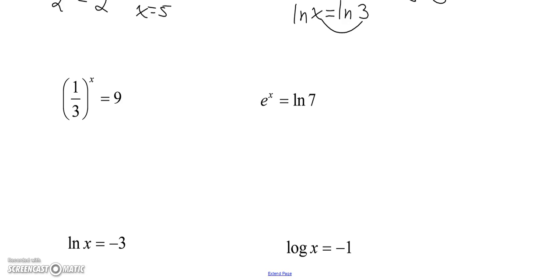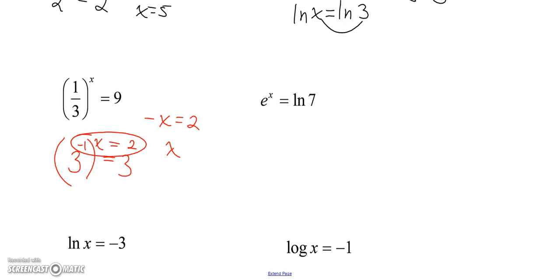A little trickery in this third one. I'm noticing that both of those numbers have relations to base 3. I could rewrite 1/3 as 3 to the negative 1, all to the x. And of course 9, I could write as 3 squared. So now I just set these two exponents equal to each other. Negative x is equal to 2, so the conclusion is x has to equal negative 2.